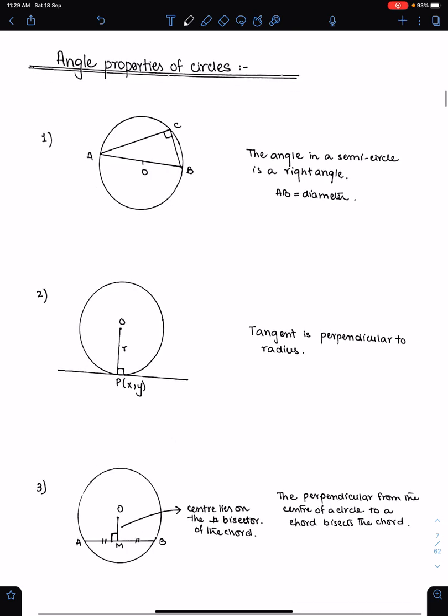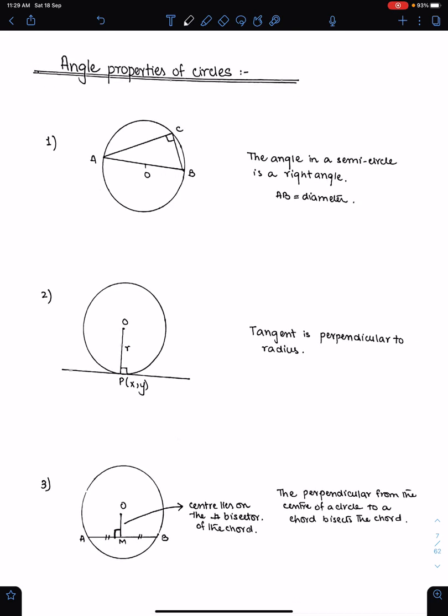Angle properties of circles, which you have done in your O-level math syllabus. These properties are very important to understand this topic. Property number 1. You all know when we subtend an angle to the circumference from the end points of the diameter, then we get 90 degrees. And this property is known as right angle in semicircle. So whenever we have 90 degrees on the circumference, then these 2 points, the end points of this line, will be the end points of the diameter. Like this line is the diameter of the circle. And the midpoint of the diameter is always the center.